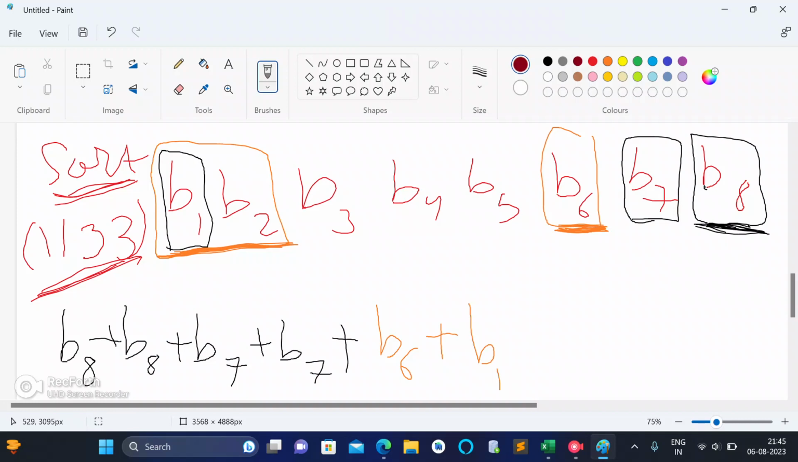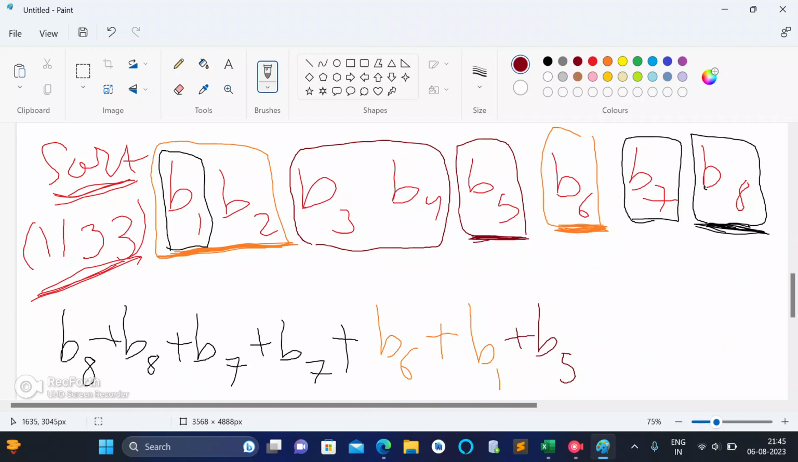Now another friend came, the fourth friend also says that I want 3 numbers. So I will say okay, just as before, I will do the same. I will give b5 to my friend along with b3 and b4.